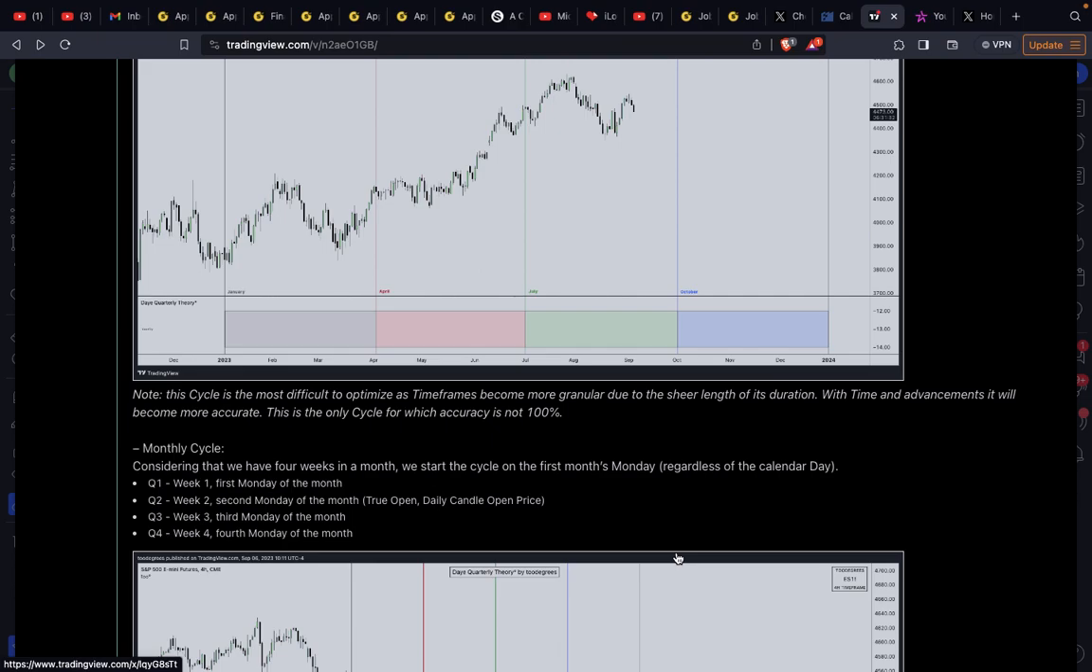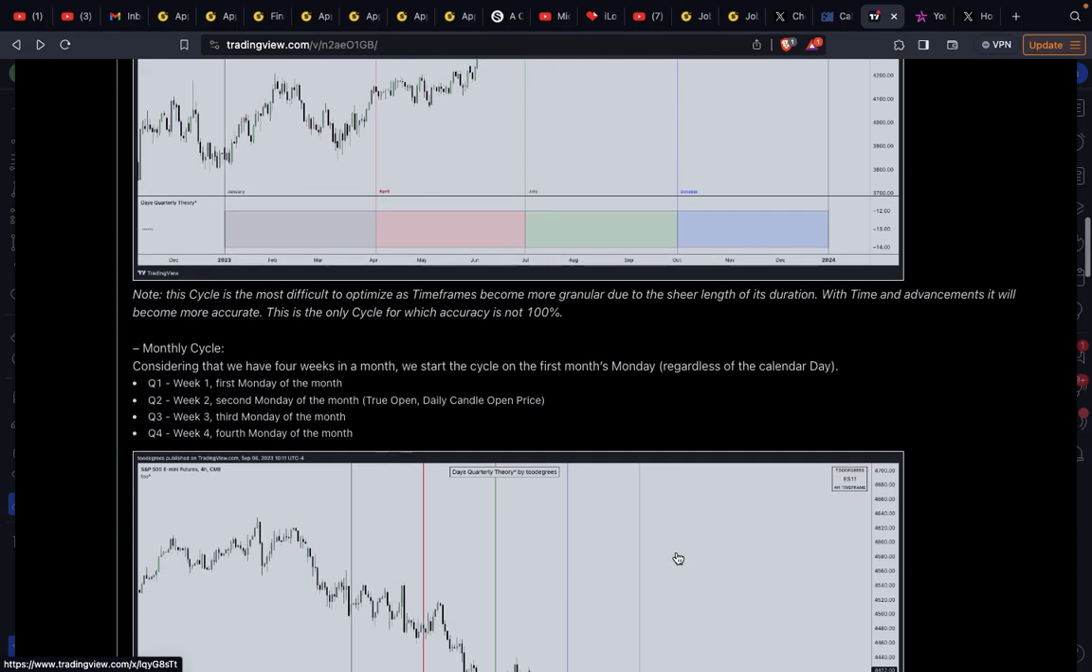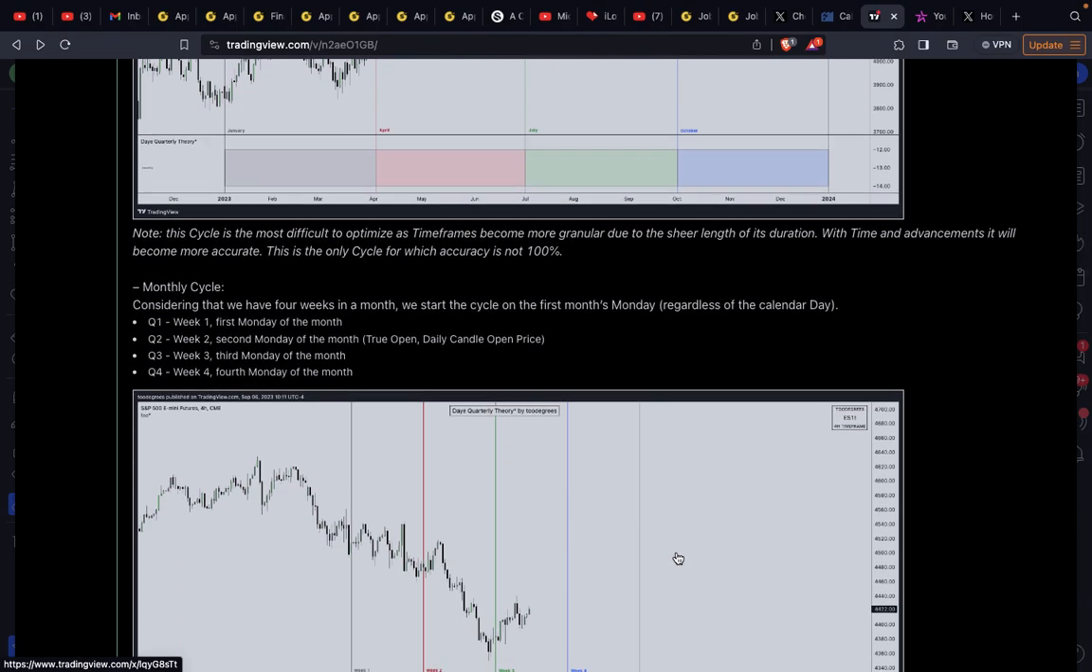As I was saying, so the monthly cycle. Considering that we have 4 weeks in a month, we start the cycle on the first month's Monday, regardless of the calendar day, right?